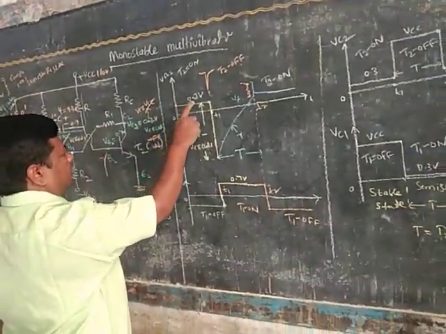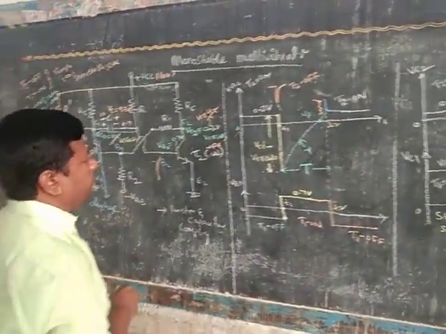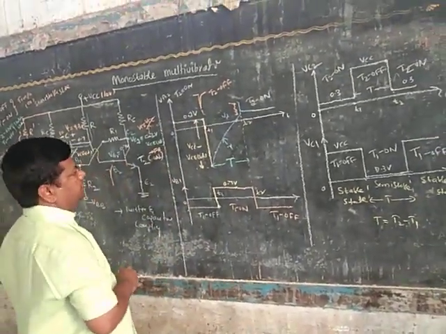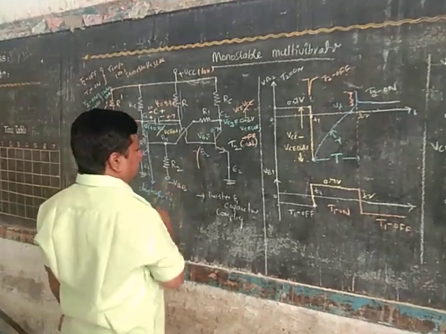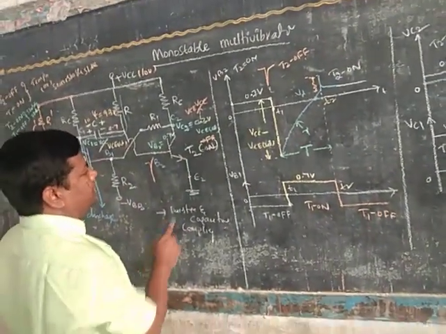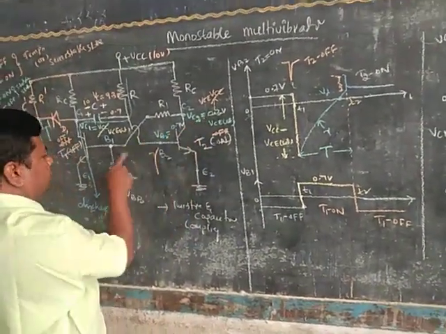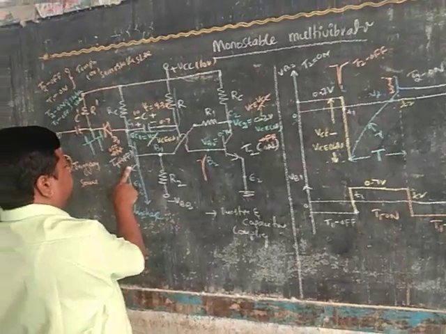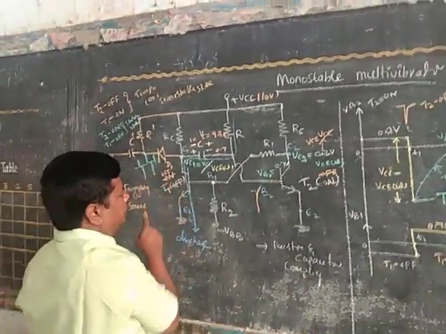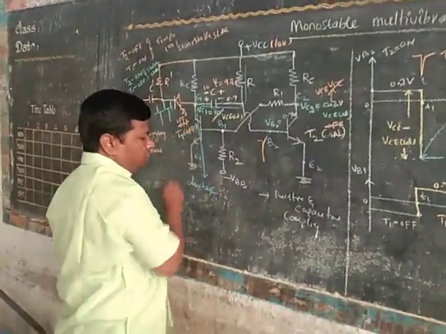Initially the T2 transistor is on, its base voltage is 0.7. Whenever we apply a negative triggering pulse, the T2 transistor enters into off. Whenever T2 is off, its collector voltage rises. This raised voltage is enough to drive T1 into on. Whenever T1 enters into on, its collector voltage suddenly drops from VCC to VCE saturation.